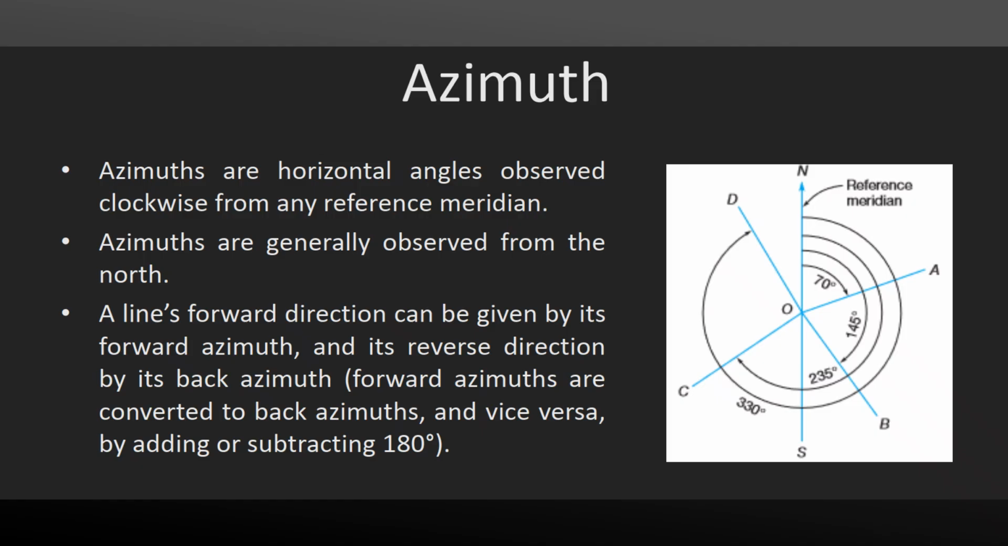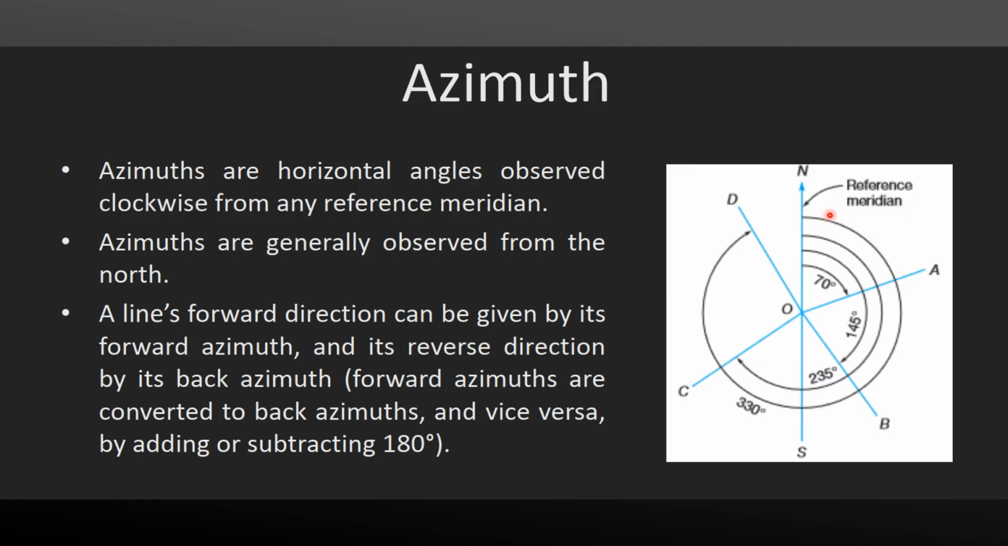We now move on to another important way of expressing direction in surveying, which is the azimuth. An azimuth is a horizontal angle measured clockwise from a reference meridian to a survey line. Unlike a bearing, which measures an acute angle from either north or south, an azimuth gives us a single angular value that can range from 0 to 360 degrees.